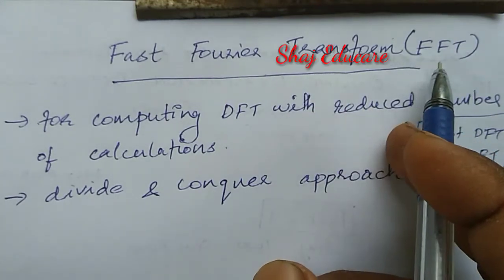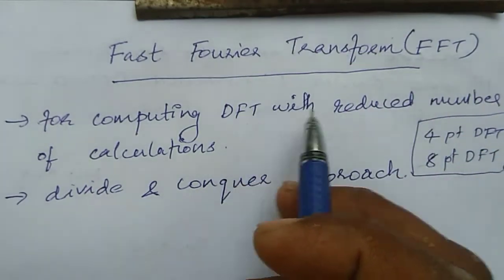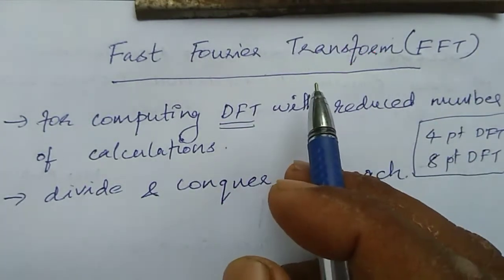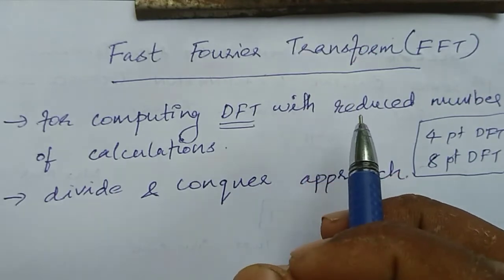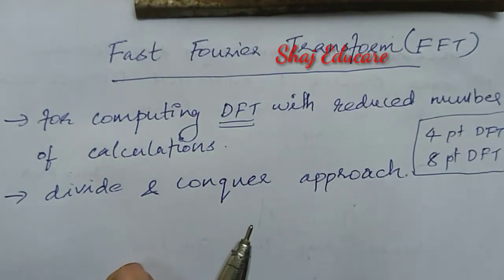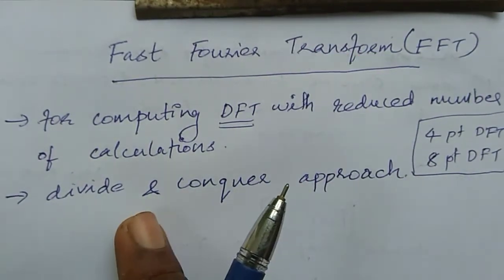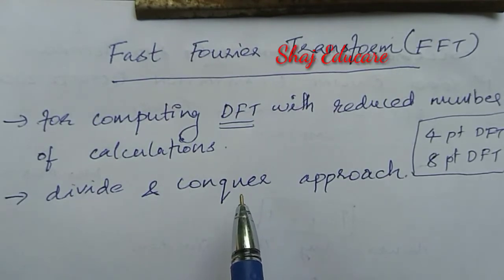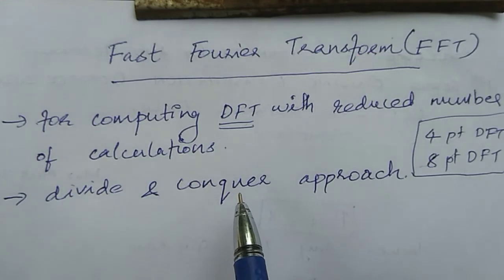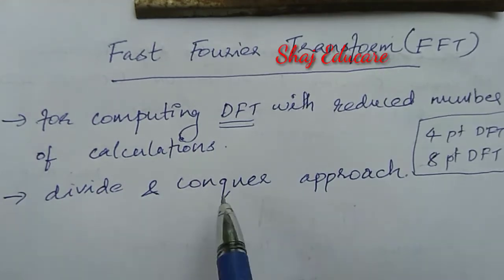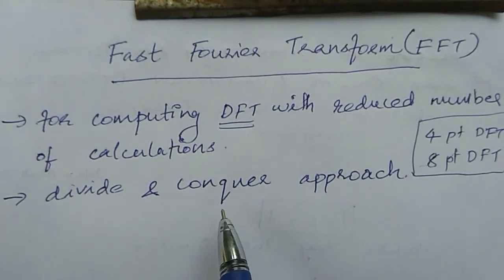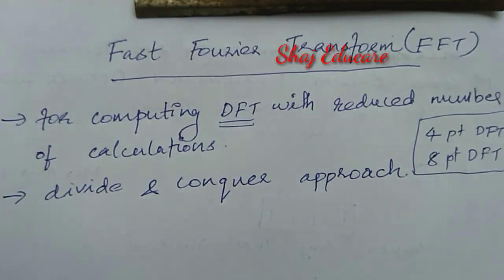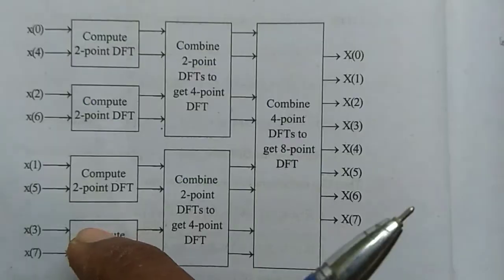Fast Fourier transform is an efficient method for computing the DFT itself. But here we are using some algorithms or steps. The computational efficiency is achieved by using the divide and conquer approach. The meaning of divide and conquer is, suppose we have to find an 8-point DFT.